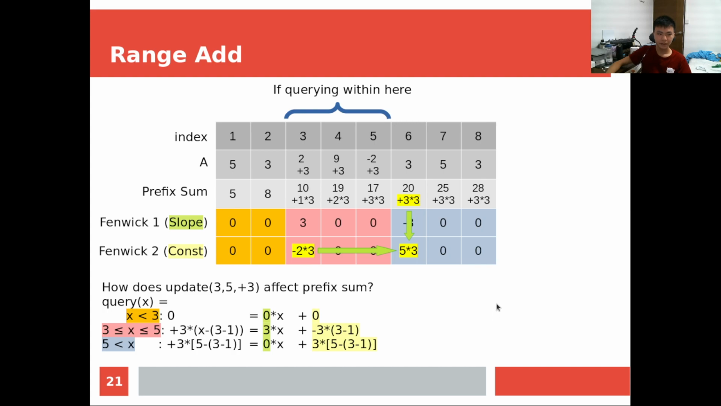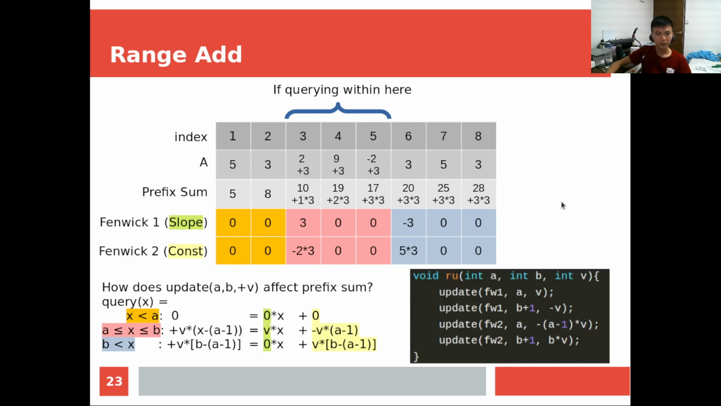So the updated query function now becomes Fenwick of 1 of x times x plus Fenwick of 2 of x. In code it looks something like that. I'll just quickly step through what each of the lines corresponds to. The first line is here, the second line is here, the third line is here, and the fourth line is here. I hope that helps. I know the pace is a bit fast, so feel free to step back and revisit the slides at your own pace. I will also upload the slides in the description below.